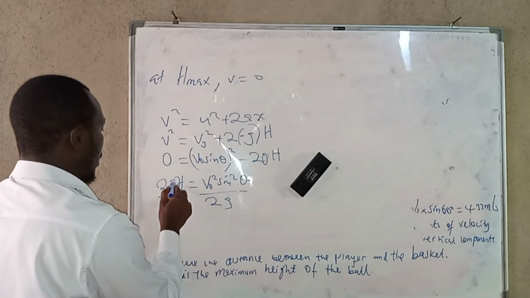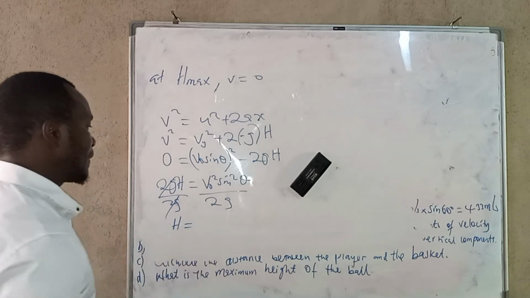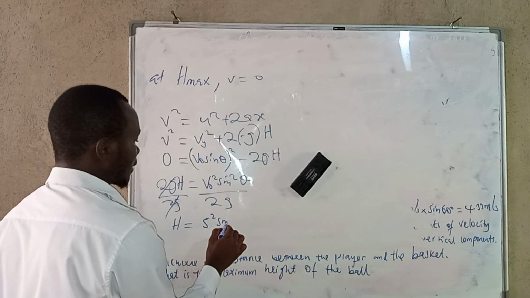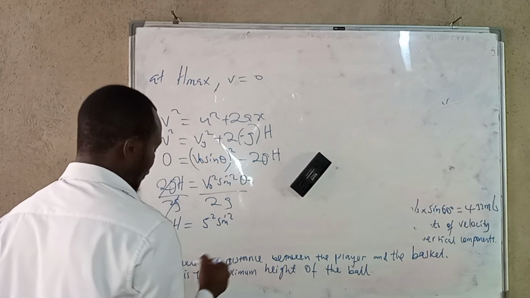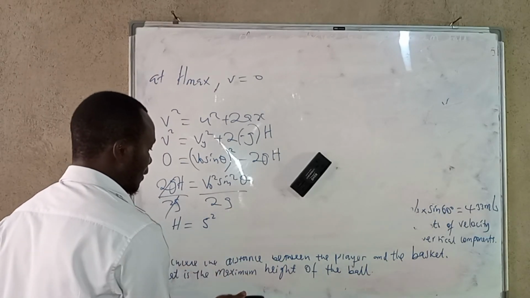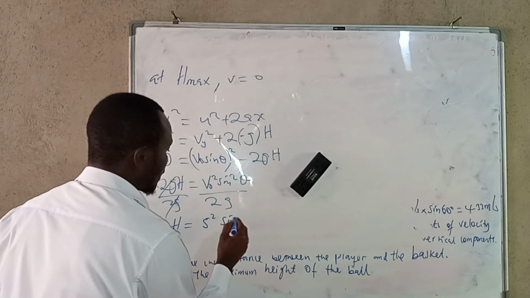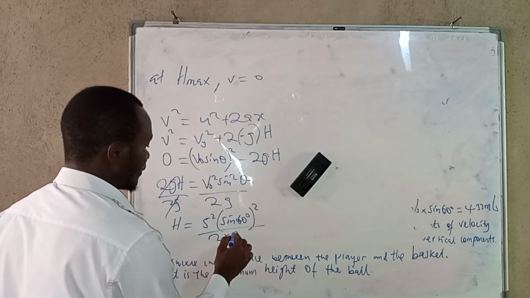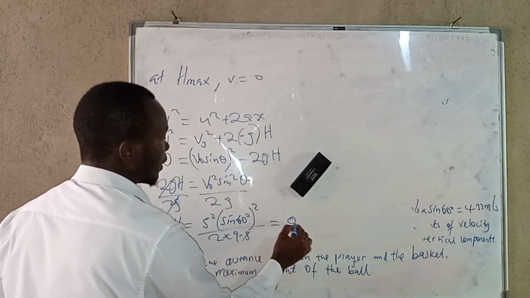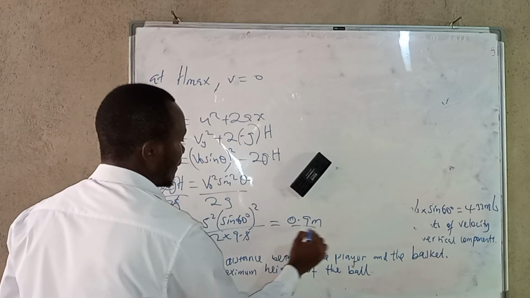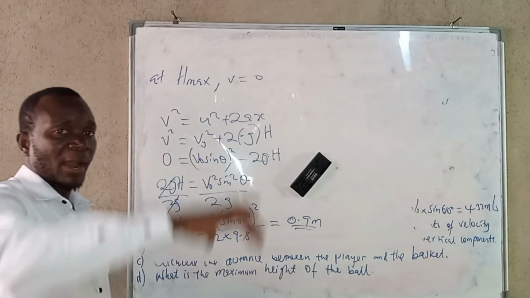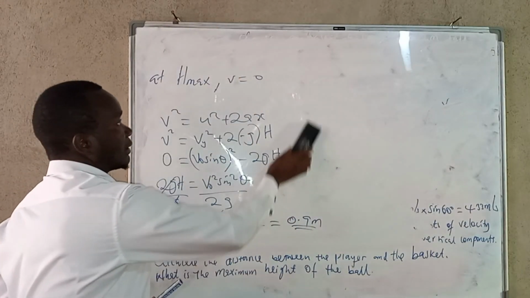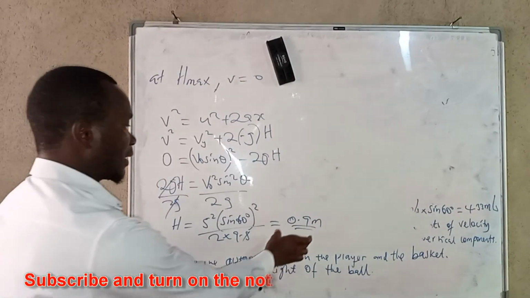So here we're going to have h is equal to Vo, which is 5, squared, then sine squared theta, which is simply sine 60 squared over 2 times 9.8. This one is going to give us 0.9 meters. But H max, the maximum height at which the ball will reach, will be the height of the man plus the height it will reach after throwing, of which this is the one.